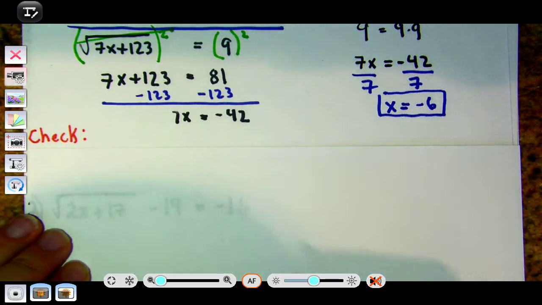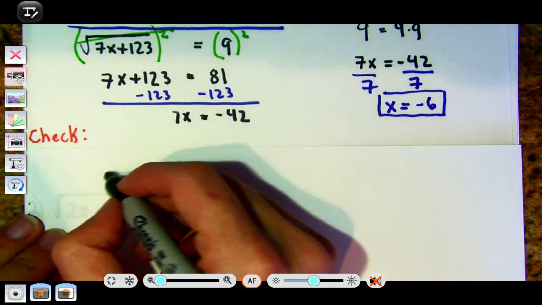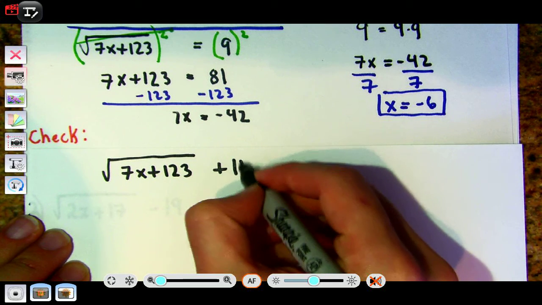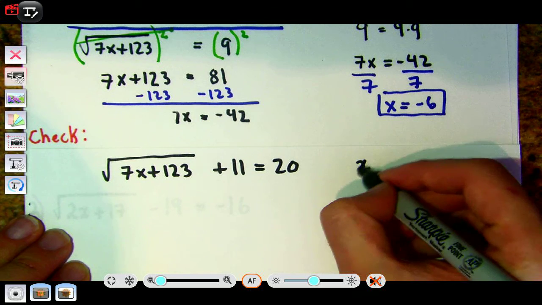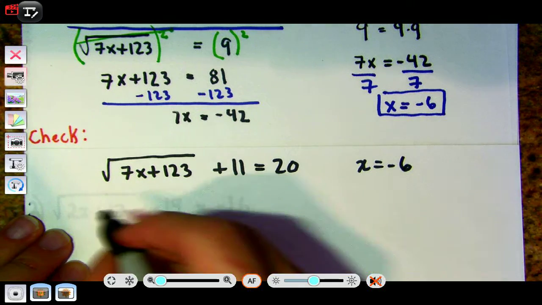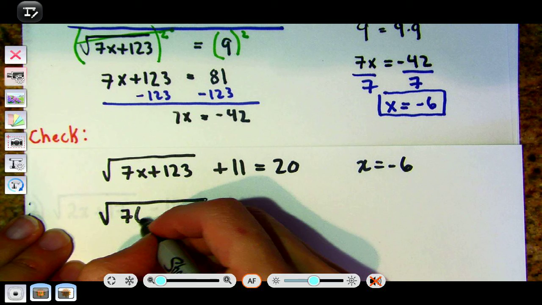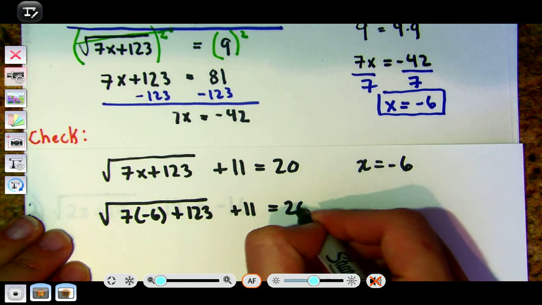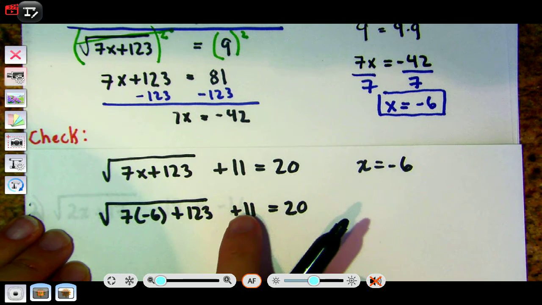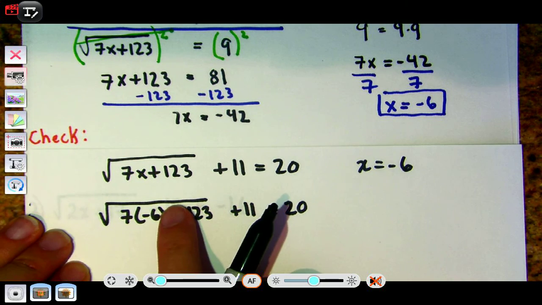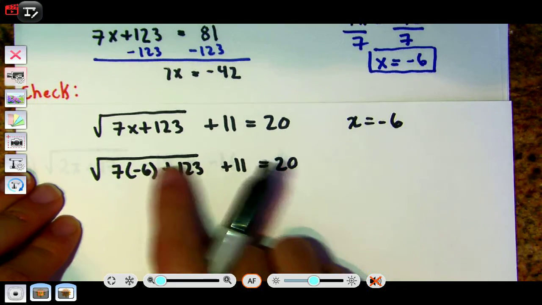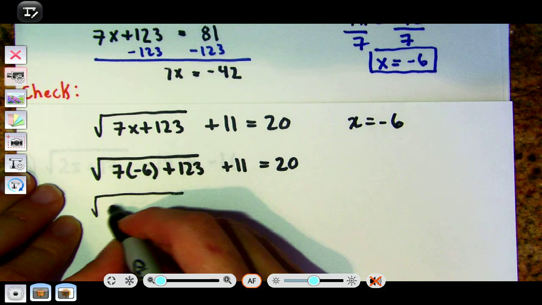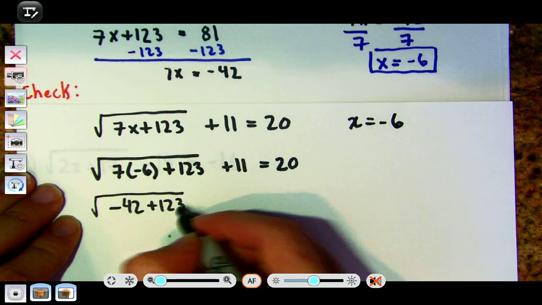The original equation is what? Square root of 7x plus 123 plus 11 equals 20. So we know that x is equal to what? Negative 6. Okay? So square root of 7 times negative 6 plus 123 plus 11 equals 20. Now it's very important to understand that this 11 is on the outside of the square root, right? So don't start adding 11 to whatever this is here. So we have square root of negative 42 plus 123 plus 11 equals 20.